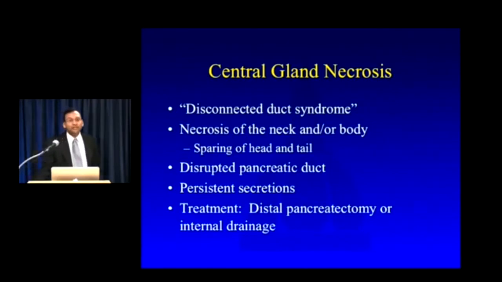Instead, patients who have real central gland necrosis need to be treated with either a distal pancreatectomy or an internal drain, typically a cyst gastrostomy. In many cases, you're going to be able to imply the presence of central gland necrosis based on the CT, just based on the distribution of necrosis. So if I see the central gland completely gone, there's a fluid collection replacing it, but I still see what looks like an intact head and tail, I'm going to raise the possibility of central gland necrosis. In some cases you can make the diagnosis based on MRCP, but to be honest, ultimately, to prove the diagnosis, you need an ERCP.